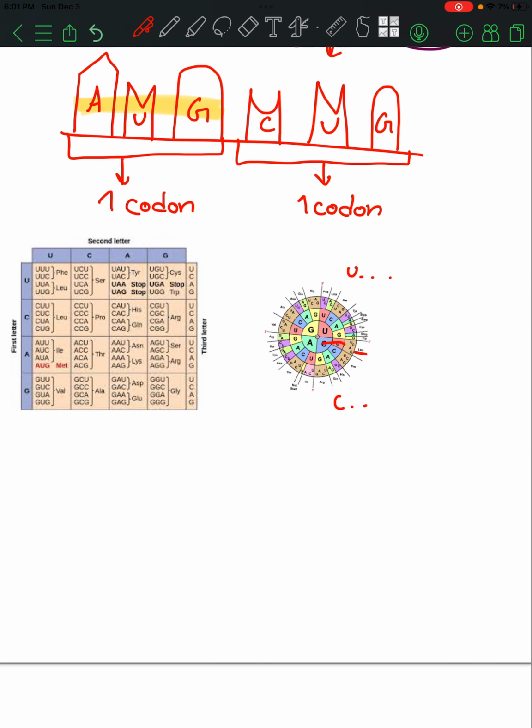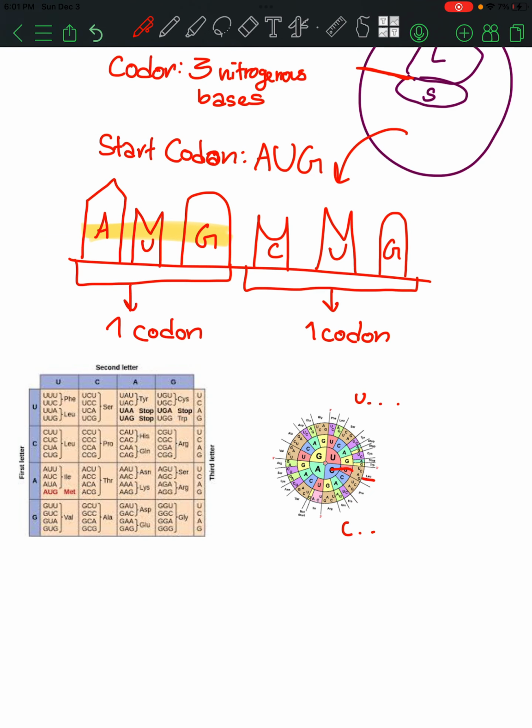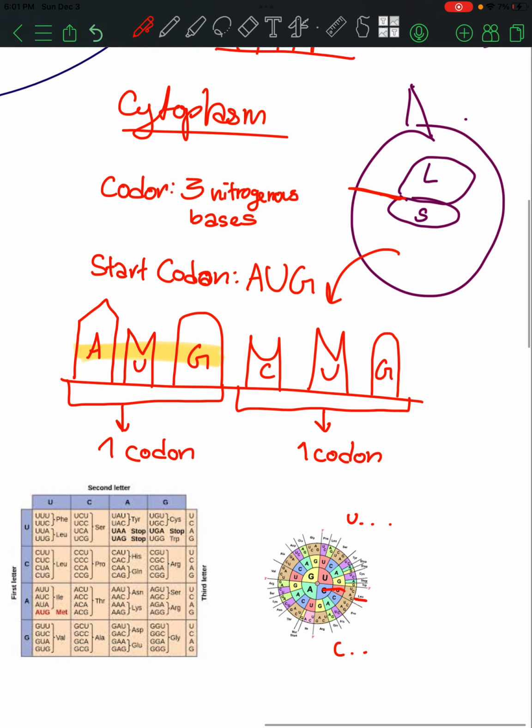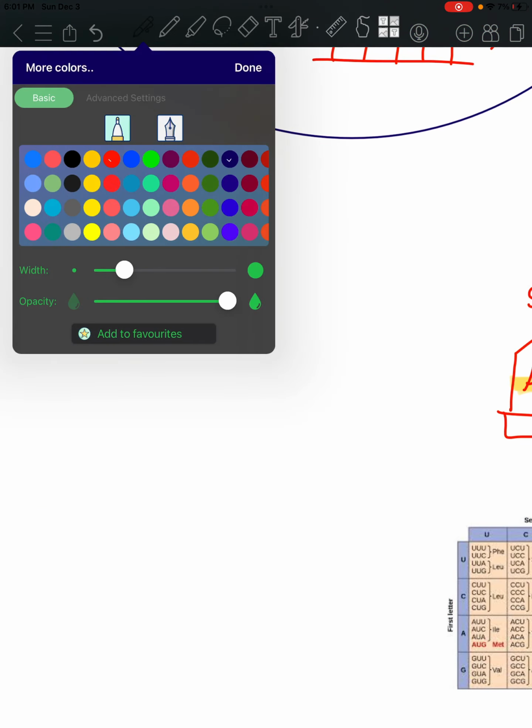So that's how you read these charts. You don't need to memorize how to technically read them, you just need to know how to read them. You don't need to memorize every single amino acid and their combination. Anyways, now we're going to start seeing how this mRNA strand will create a protein. Let's go back to our ribosome.